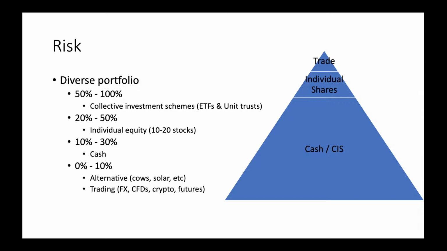If you want to go into individual equity, I would cap it at 50%, and I would look at maybe even as low as 20, although quite frankly, 0 is equally a possibility here. This is individual stocks, and you'll want some 10 or 20. So what I do is I've got my cash and collective investment scheme, which sits at about 55-58% of my portfolio. And then I have a little slice of individual shares, and then I have my trading right at the top.